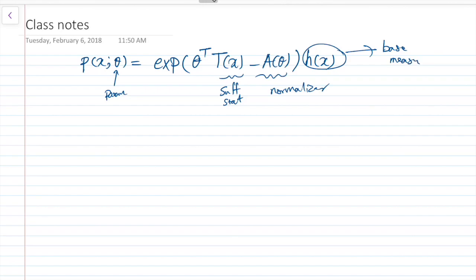Okay, so for any density, because the density is a function that is non-negative, and if you integrate it over the entire domain, it sums to one. So what is special about it? For any density, you can represent it as an exponential of some function, right? So what is special about this?